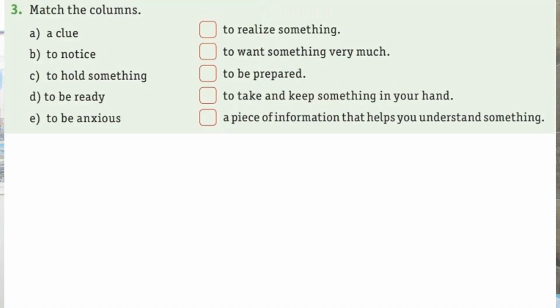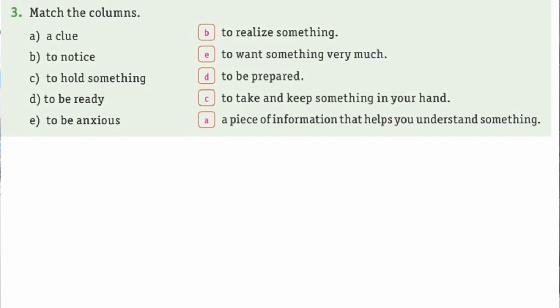In the first column, you're going to have a clue, to notice, to hold something, to be ready, and to be anxious. In the other column, we're going to have to realize something, to want something very much, to be prepared, to take and keep something in your hand, a piece of information that helps you understand something. Just to remind you once again, the necessity of pausing the video. And now we're going to have the correction of the same exercise.